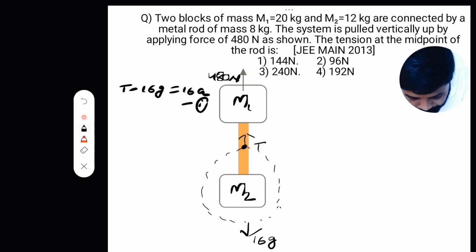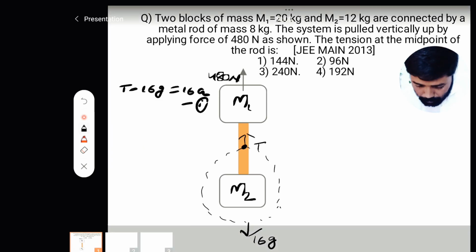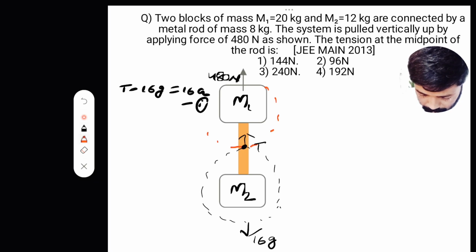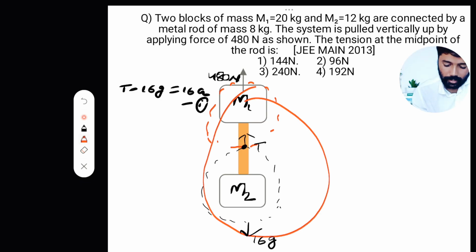Now similarly, we need two equations in order to solve this problem. You can take the upper portion, or you can take the whole system, and you will get the same answer. Even if you take this much portion, M1 is 20 kg and half of the mass of the rod is 4 kg, so 24 kg. M2 is no need to take in this case. If you take this as a system, you will get the correct answer, or if you take the whole, you will also get the correct answer.